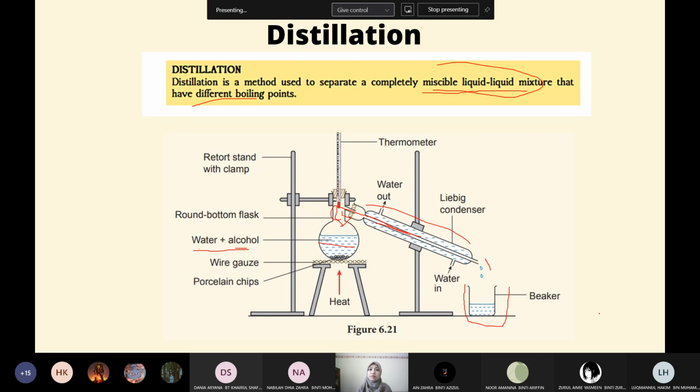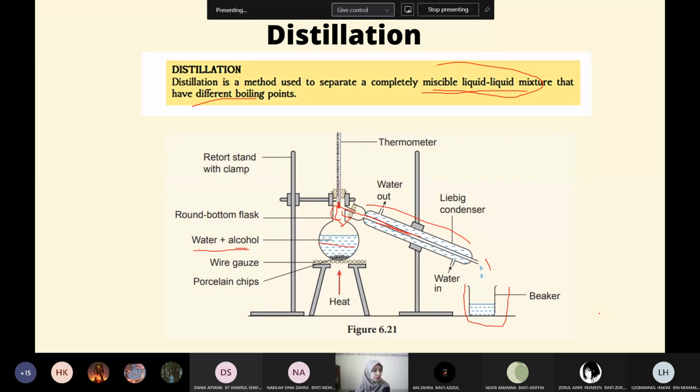Remember, they are separated based on different boiling points. Water has its boiling point, and alcohol also has its own. Water is 100 degrees Celsius, alcohol about 78, or 72, something like that. Okay, 72 degrees Celsius. So alcohol will boil first and flow through the condenser, and we can collect the liquid alcohol in the container, the beaker. Alright, so we can separate it. So this one is distillation.